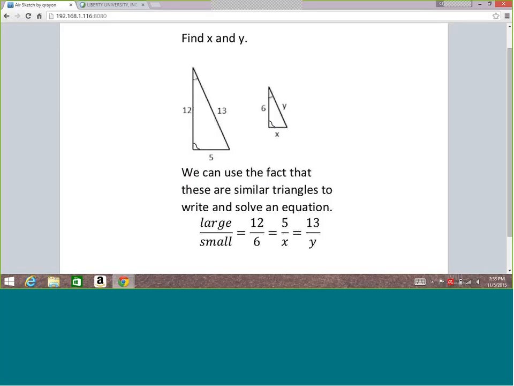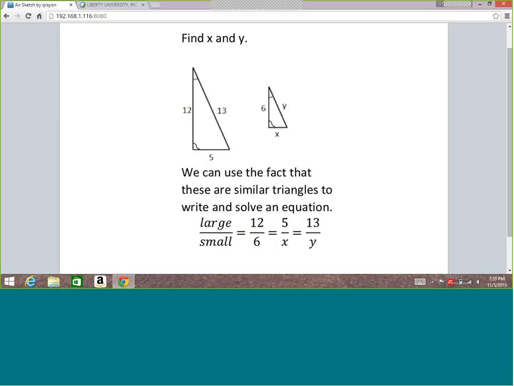So basically it looks like I took the larger triangle and shrunk it down a little bit, and that gives me the smaller triangle. So I thought, well, with this ratio, I'll do large over small. So 12 corresponds with 6, like that.